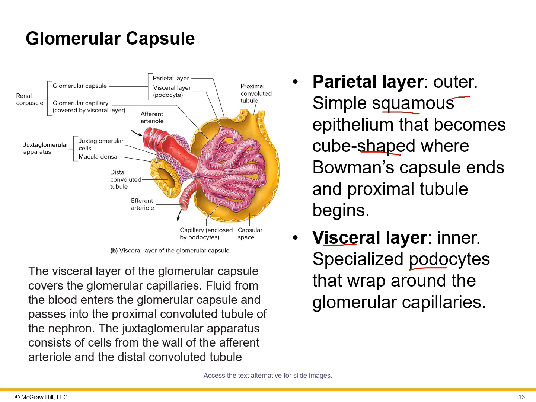So again, here's our parietal layer on the outside, and then that visceral layer inside made up of those podocytes that are encompassing those arterioles. So you can see them a little bit better lining that here.